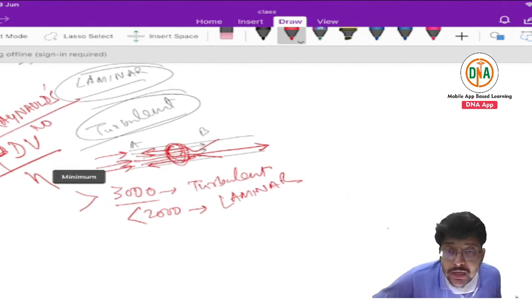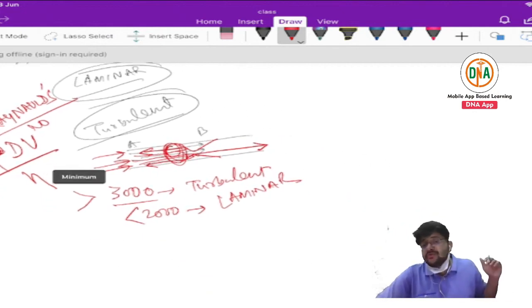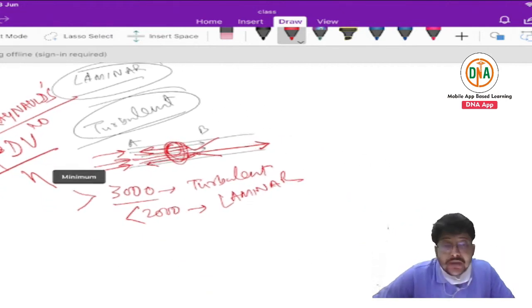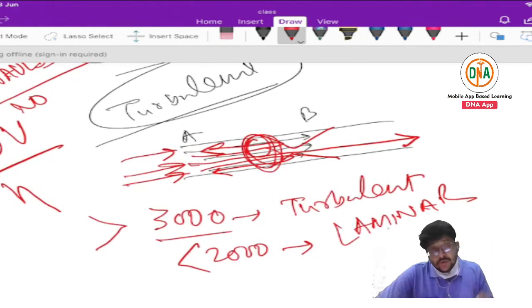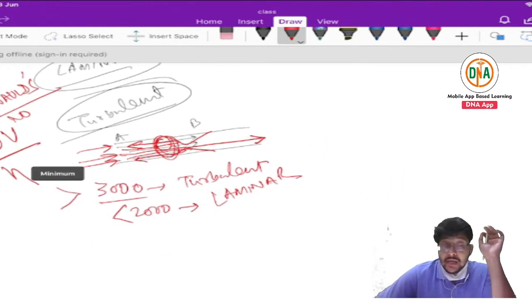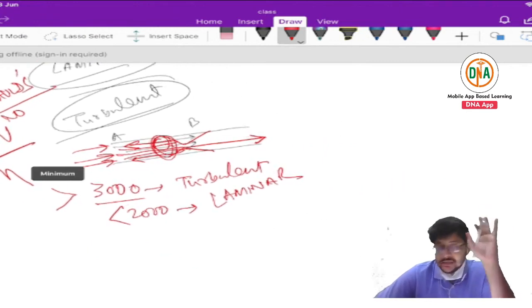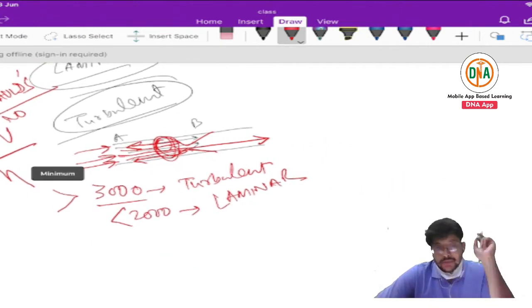So rho dV by eta, the Reynolds number: if it is more than 3000, the flow will be turbulent. Less than 2000, the flow will be laminar. And 2000 to 3000, the flow will be intermediate. So that is the thing you need to know about this.